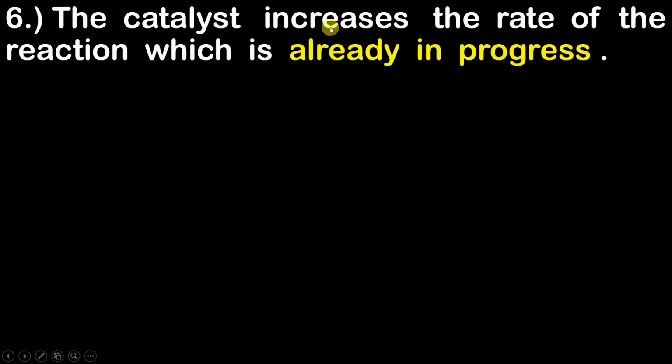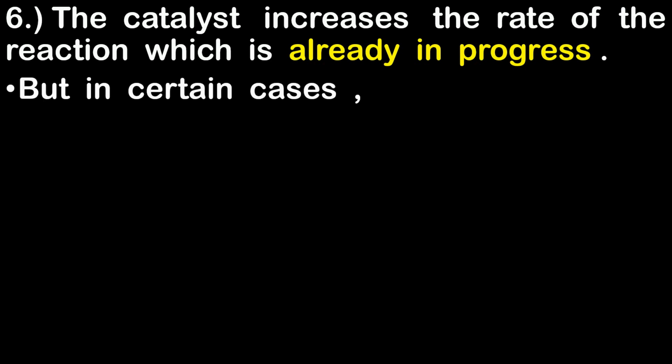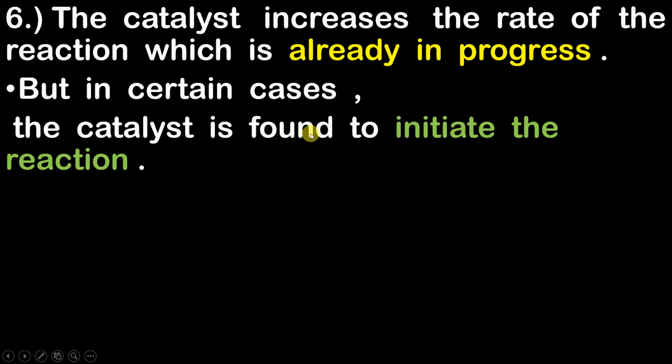The sixth one tells us that the catalyst increases the rate of a reaction which is already in progress. In most cases, a reaction is started, but that reaction is taking place very slowly. Therefore we add a catalyst to it so that the reaction takes place faster. But in certain cases, the catalyst is found to initiate the reaction, which means that when you add a catalyst, only then will the reaction start.